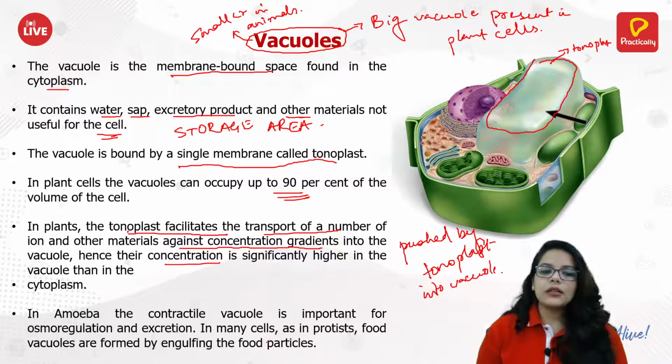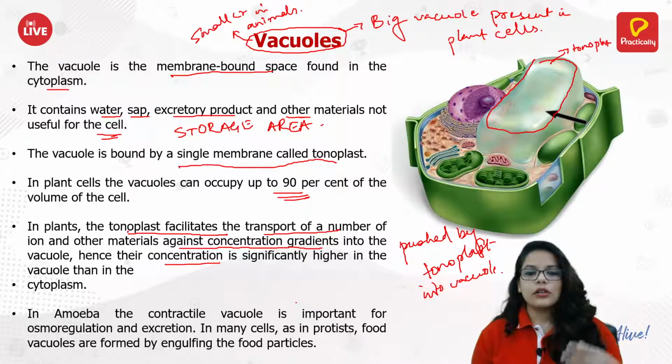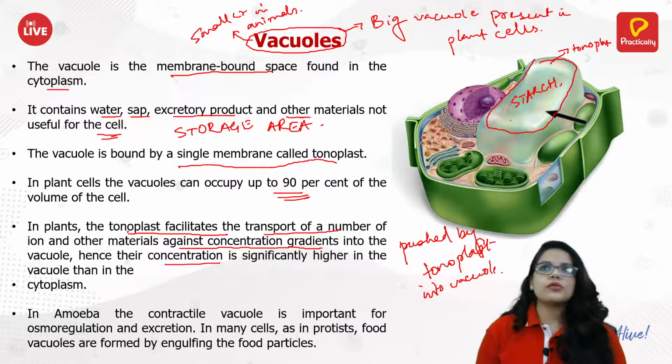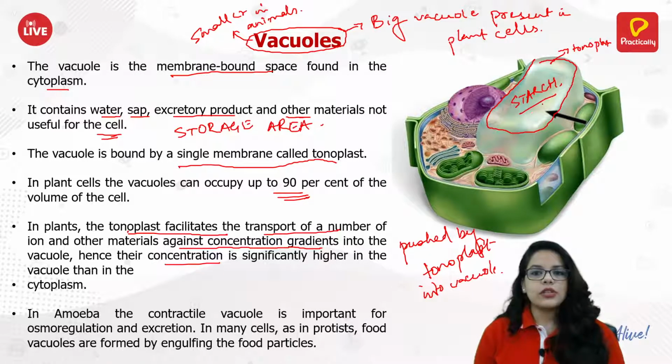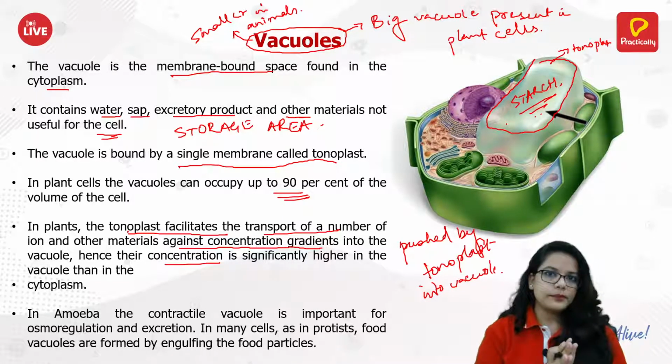Okay. In amoeba, the contractile vacuole has an important osmoregulatory function. In many cells, as I said, food particles are stored, like plants store starch here. Animals also store some kind of different food materials, although they are very small in animals. Plants mostly store starch in here, apart from other molecules. So basically the vacuole has the storage capacity because it's so huge, 90% of the cell.